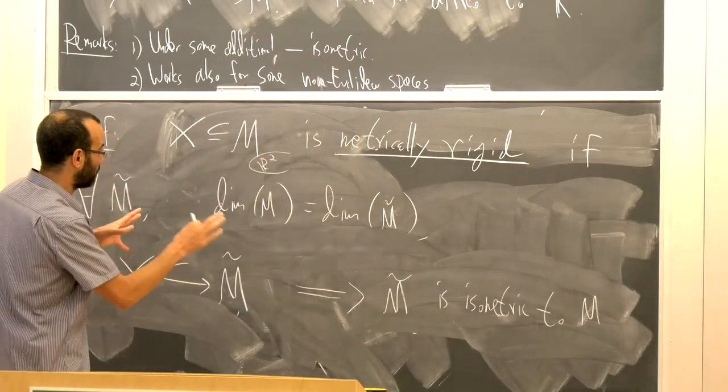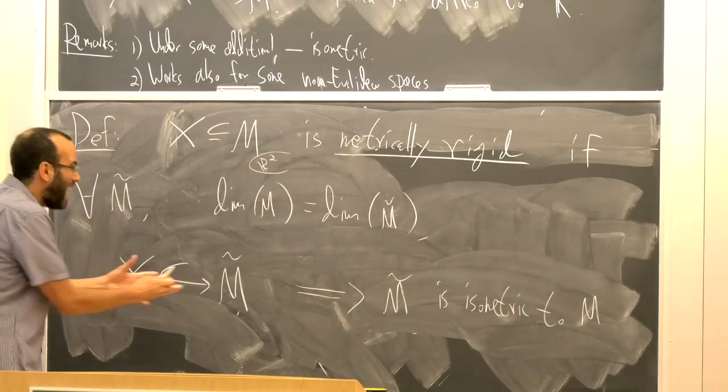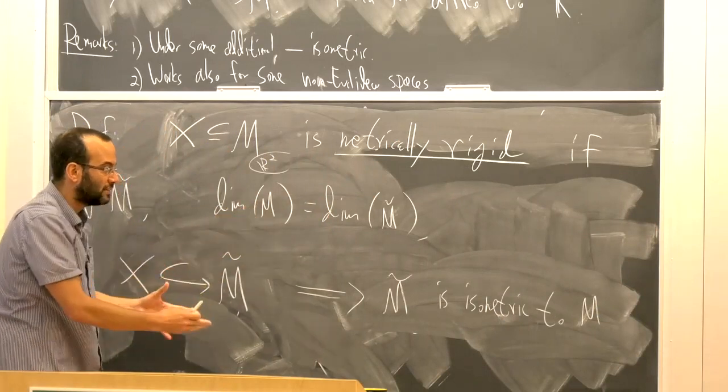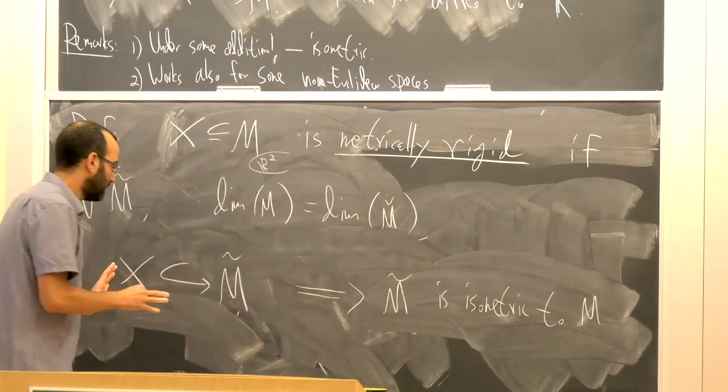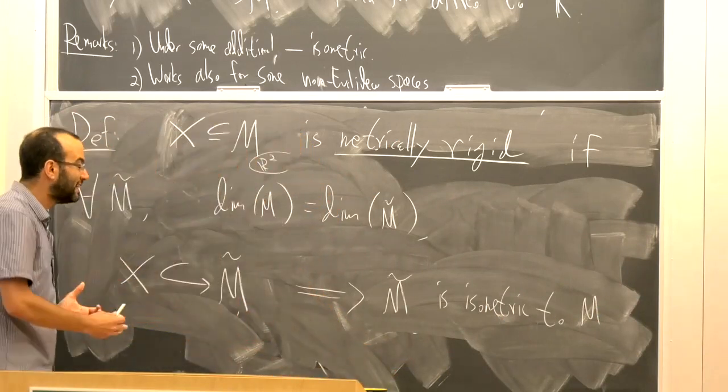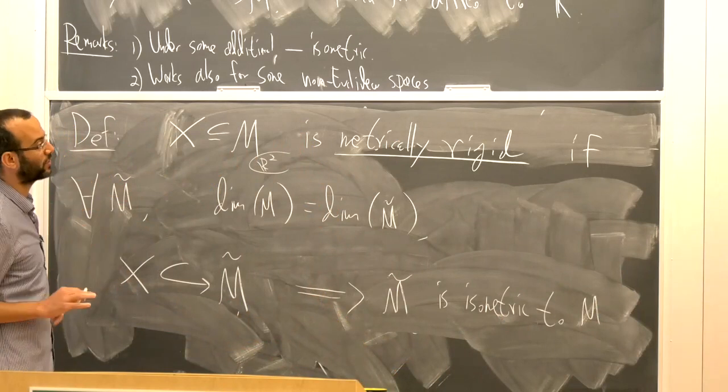So you have your manifold M, think about R2 or some very specific thing. You want a subset of R2 so that if you embed it anywhere of the same dimension, then that anywhere has to be the place where it came from. So X really encodes the entire geometry of the manifold where it lies.